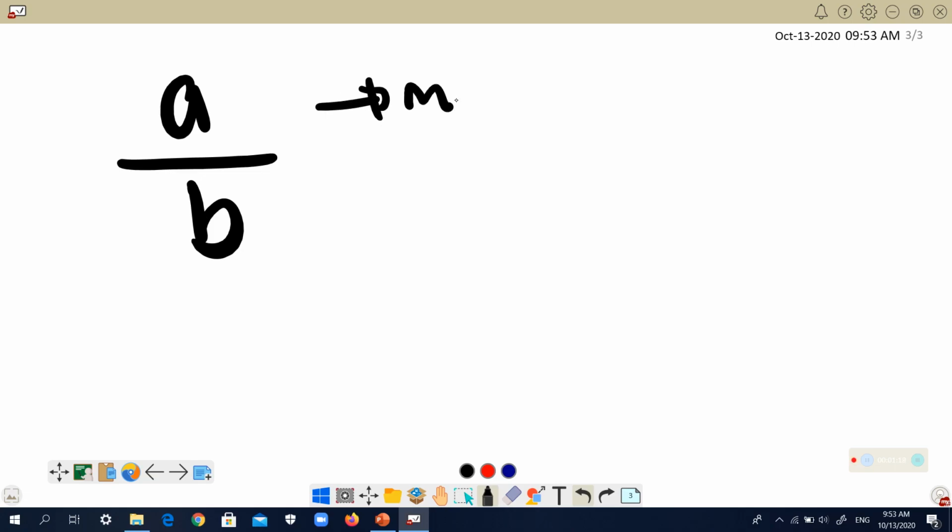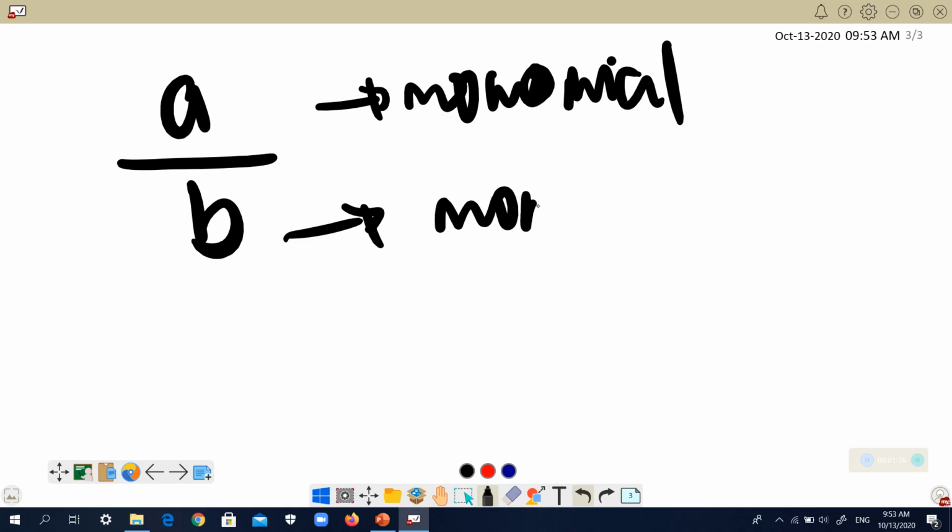For example, if you have a rational algebraic expression in the form A over B, this can be an example of RAE because it is expressed as a quotient of two polynomials. Why? Because A is an example of a monomial, and our denominator is also an example of a monomial. That's why it is an example of RAE.